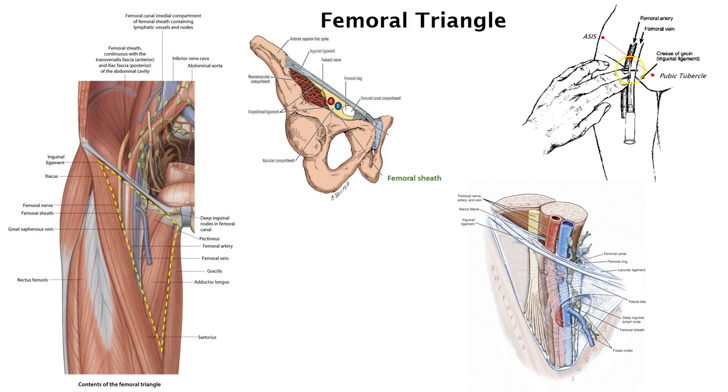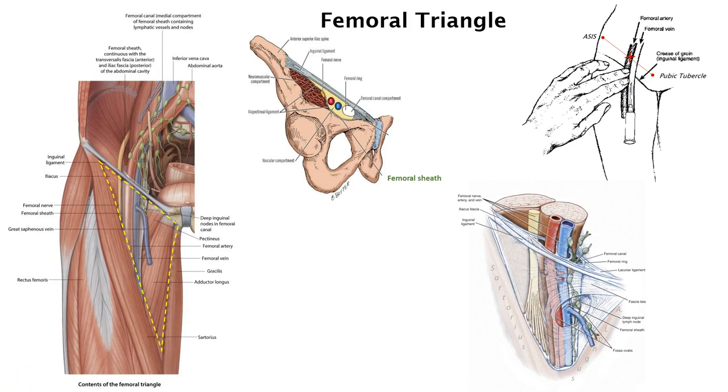So let's say you want to do a nerve block. You would feel for the femoral pulse, and then you would inject your anesthetic just lateral to the artery. Or if you wanted to put in some sort of central line and you needed to feel for the femoral vein, you would feel for the pulse and then just go immediately medial to that.